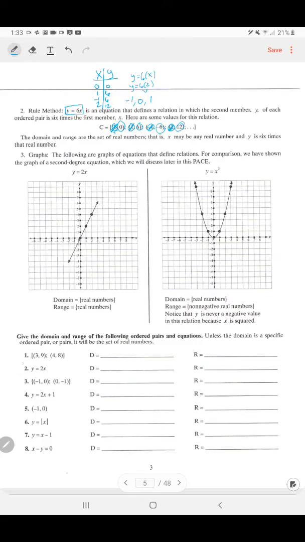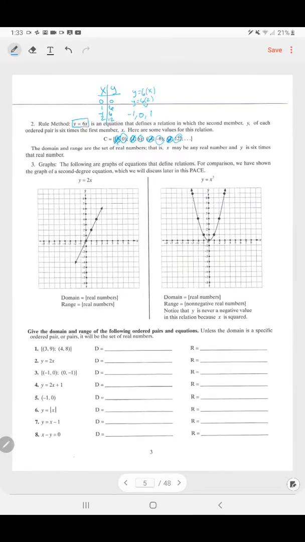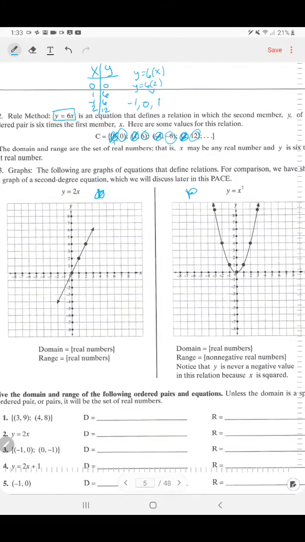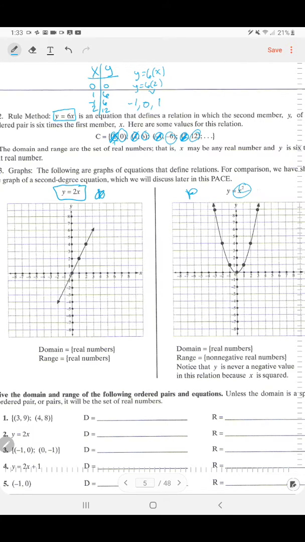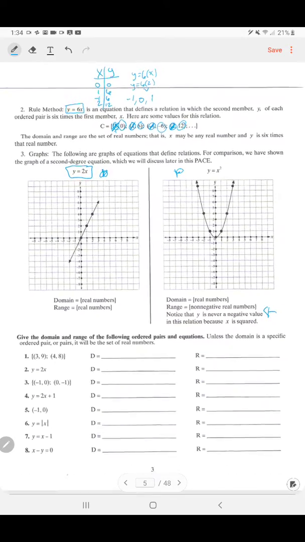But before we get there, for the graphs, you didn't have to do anything on the graphs. I saw that you drew a line somewhere around here. They just wanted to show you the difference between this kind of equation and an equation that has x squared. They just wanted to point out that since it has x squared, the numbers are going to be positive, because any negative number squared is a positive number. So that's all they wanted to show you for that.